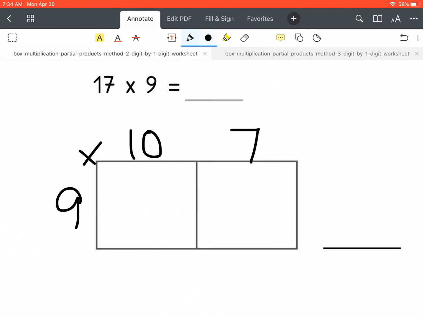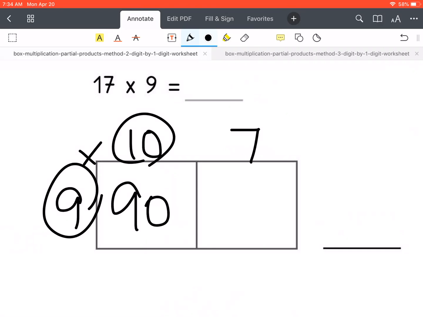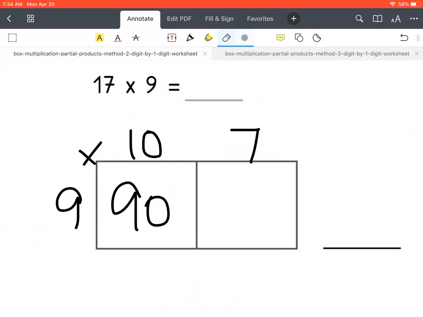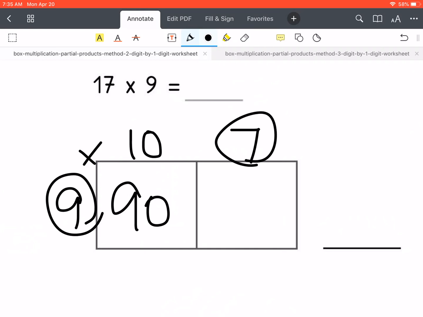Next, I take 10 times 9. 10 times 9, if I look at my multiplication chart, 10 times 9 is 90. 7 times 9, same thing. Use your multiplication chart if you need one. 7 times 9 is 63.